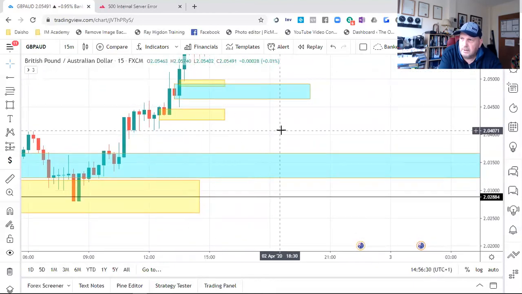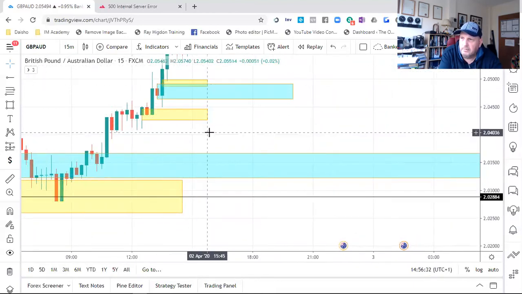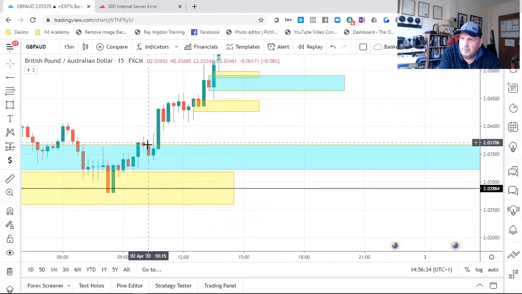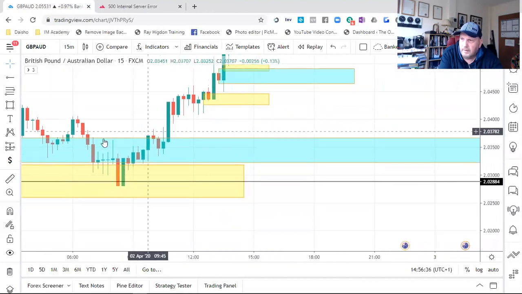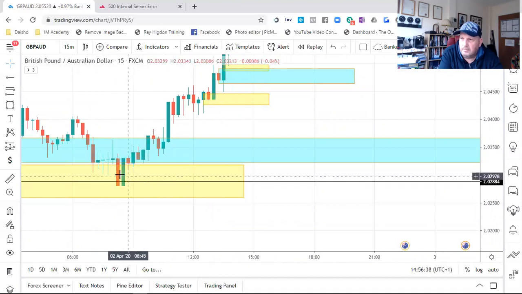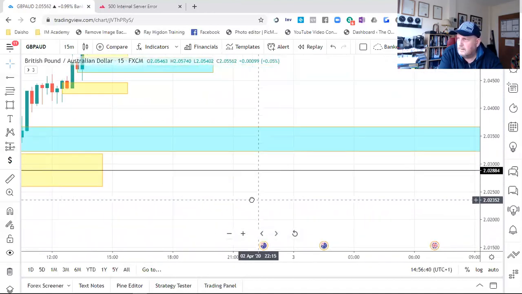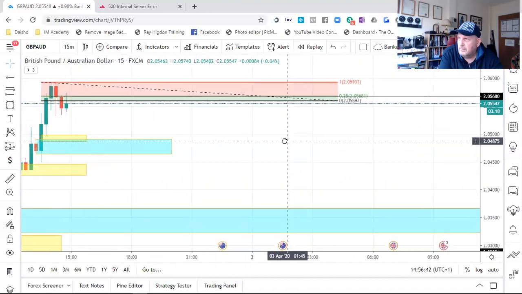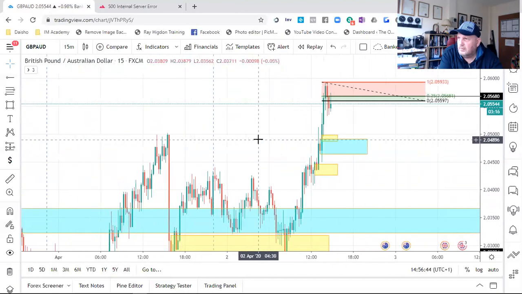So the opposite's going to happen. But these order blocks on the way up, very, very important. So one here. One down here. And you can see there. So we can start getting a picture now of where we want to go with this.